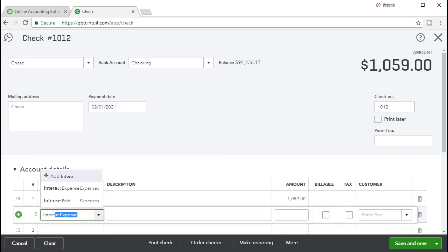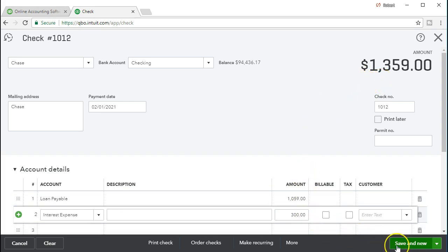So interest expense. And you might have to set up the interest expense account. It's going to be an expense account type. And it's going to be an interest expense account type. So if you don't have interest expense set up, we need to set that up. It is going to be an expense, and there'll be a subcategory for interest expense. And then the interest expense is going to be for $300. And that will give us our total then of the check of $1,359 that we are looking for.